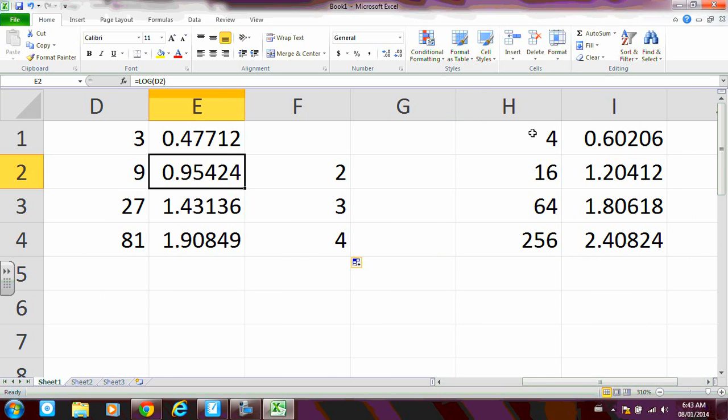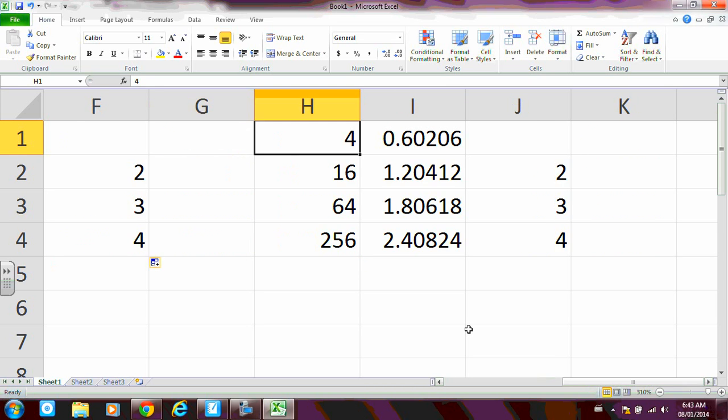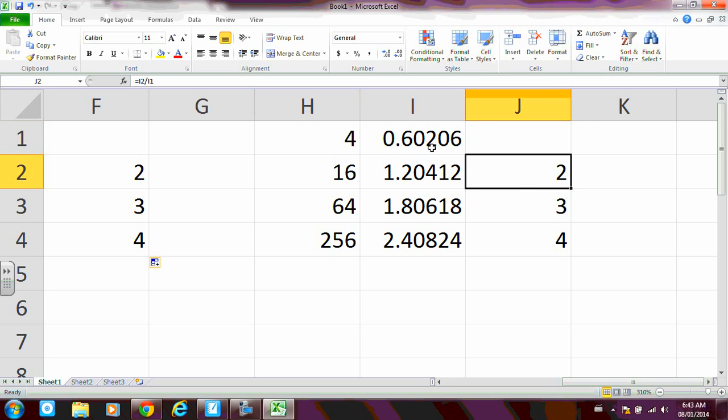Just in case you weren't sure, extend it out a little bit further and we get the exact same thing again. This one is double this one, triple this one, and so on. So the question becomes, where do these numbers 2, 3, and 4 come from?